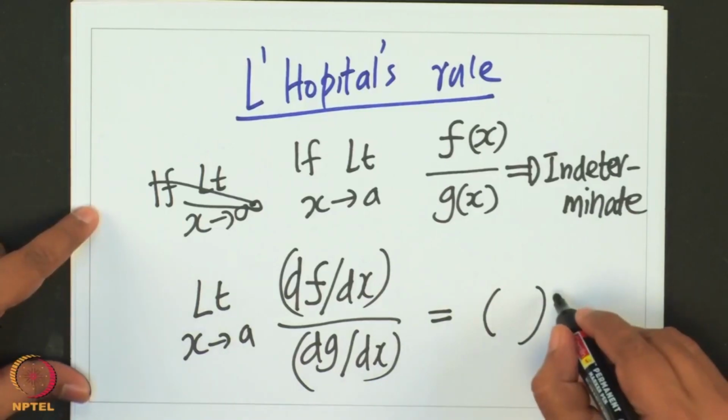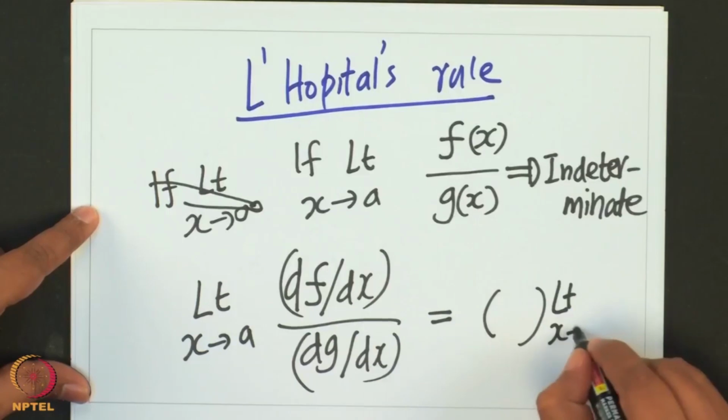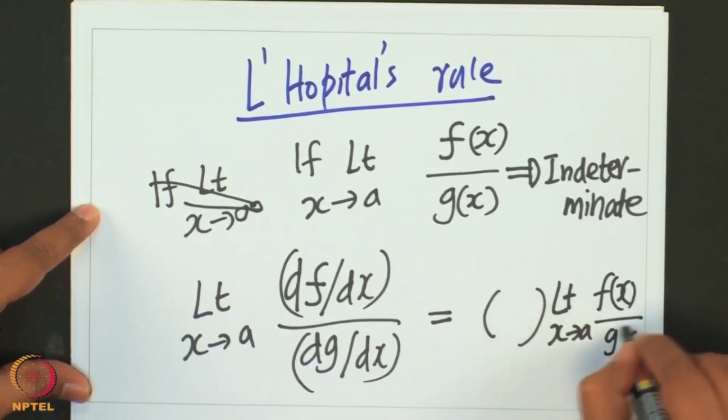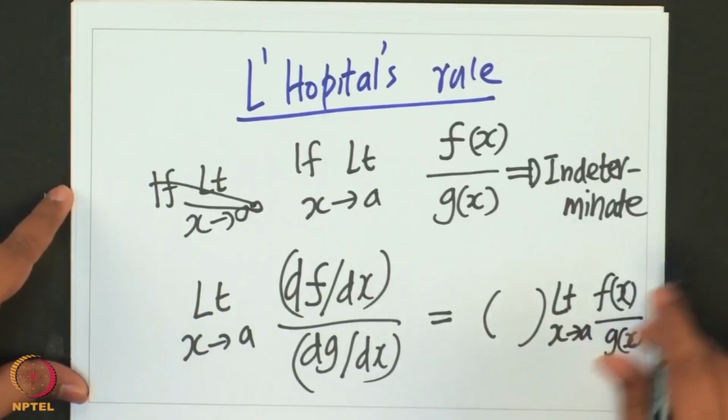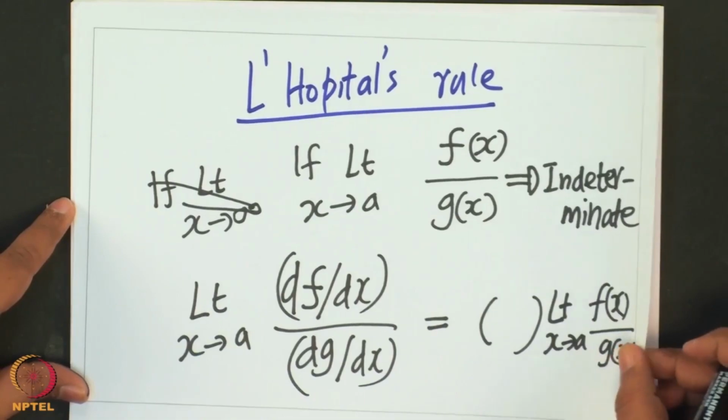This would be equal to limit x going to a of f of x by g of x. So, this would be the answer to this question. That is what this rule would specifically say.